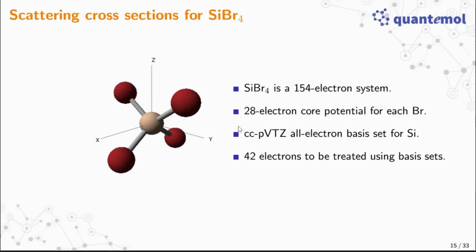So although you can do it in principle, the way to go is to use an ECP, and again use a 28 electron core potential for each bromine. That gives you 112 electrons in total handled with ECPs. I've chosen to use an all electron basis set for silicon as well. So this means you're left with a 42 electron problem instead of 154, which is a significant saving.